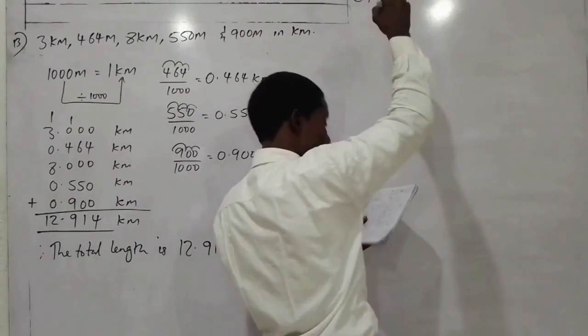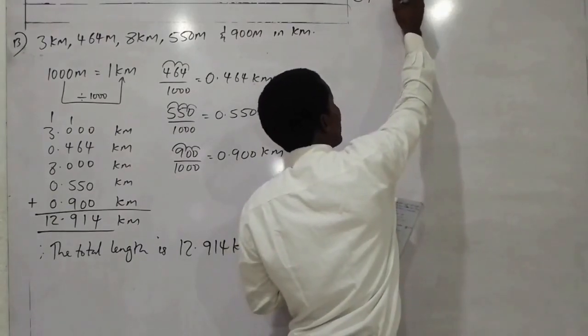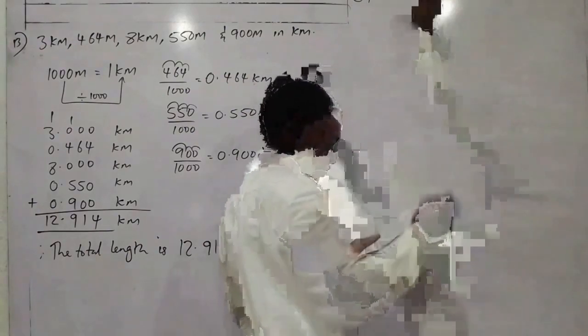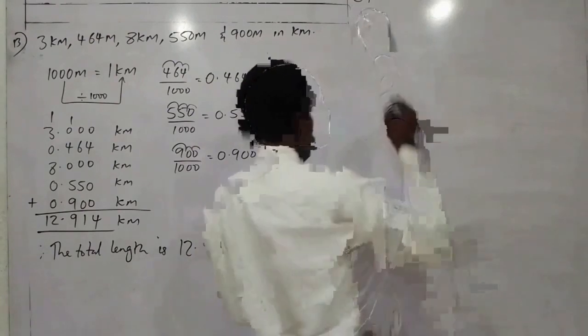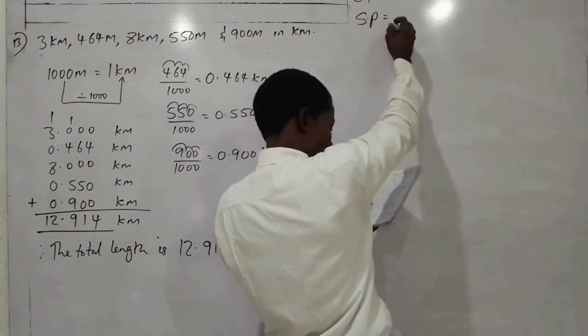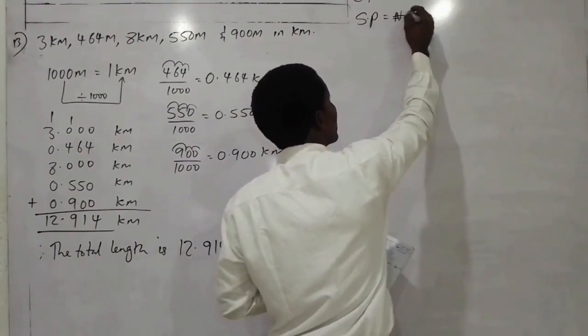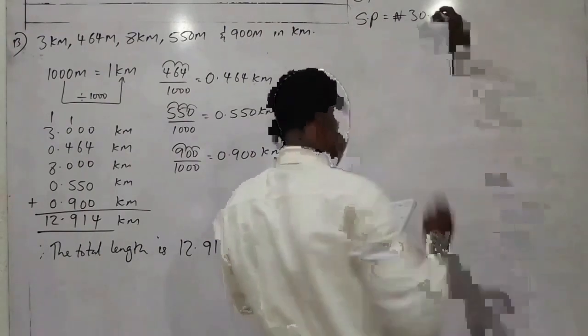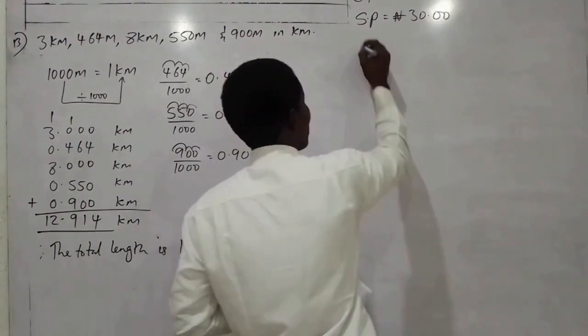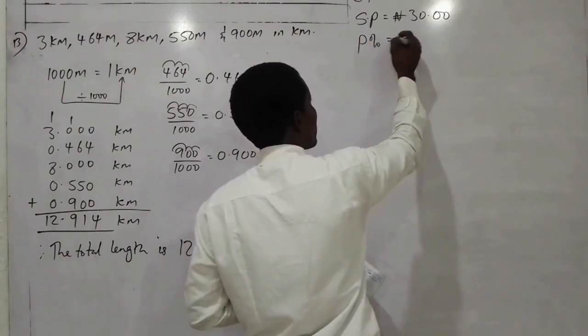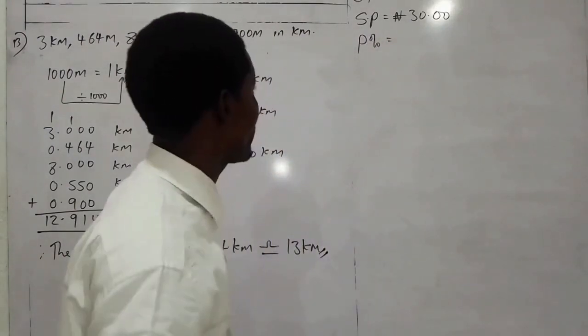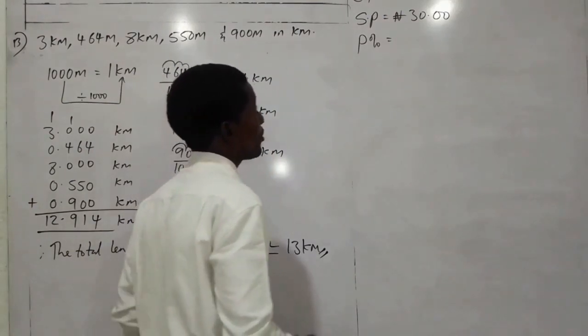A book which costs 24 naira was sold for 30 naira. That's the selling price. What was the profit percent? Here we are asked to find the profit percent.